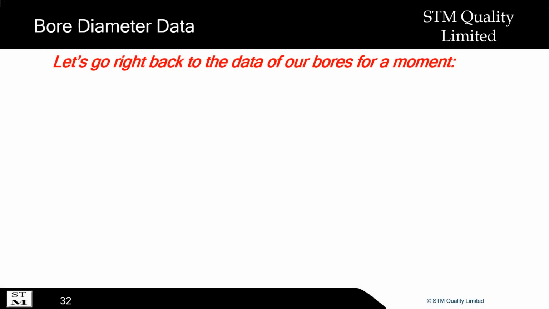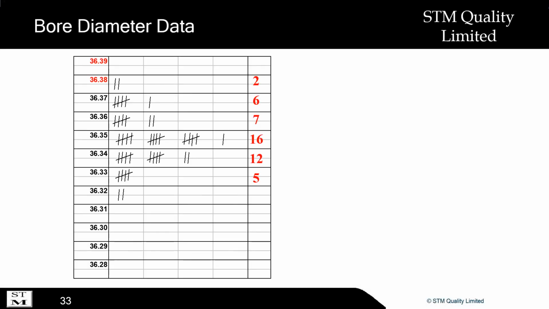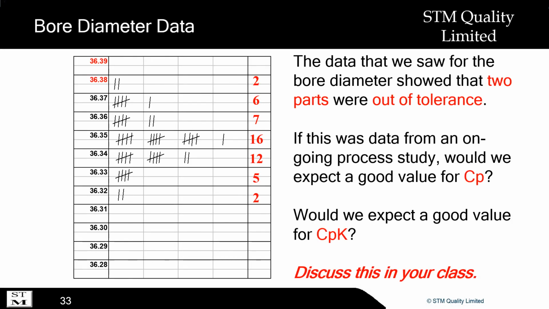Let's go right back to the data of our bores for a moment. The data that we saw for the bore diameter showed that 2 parts were out of tolerance. If this was data from an ongoing process study, would we expect a good value for CP? Would we expect a good value for CPK? Discuss this in your class.